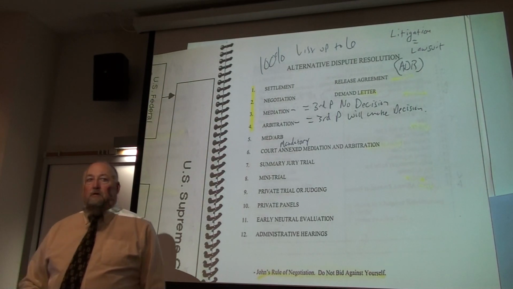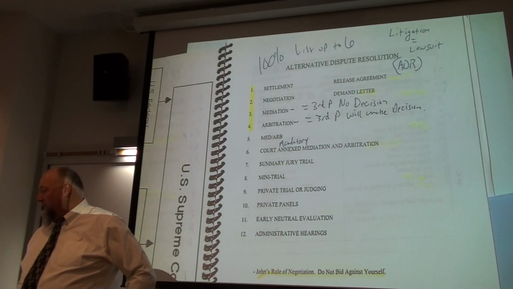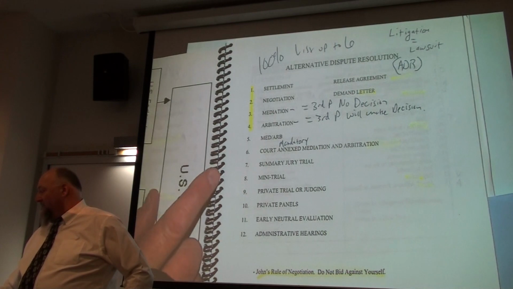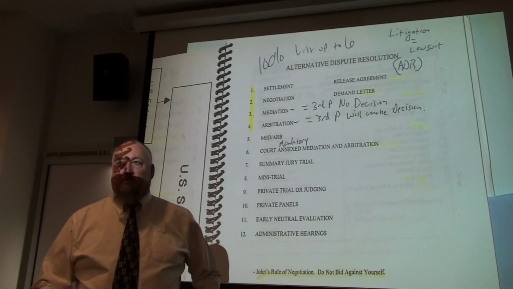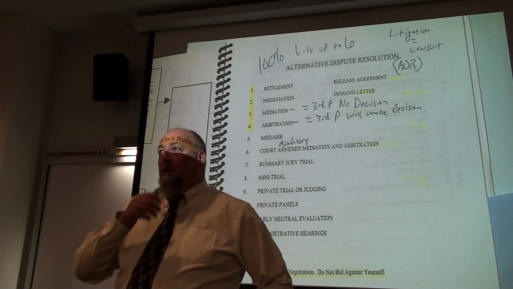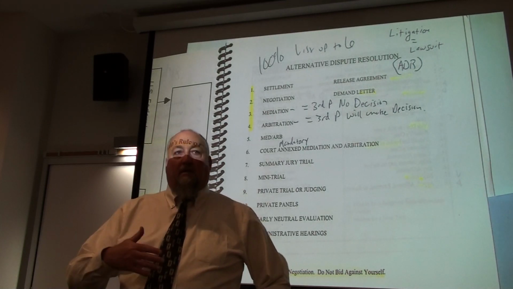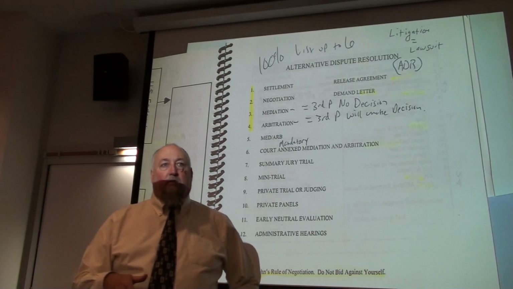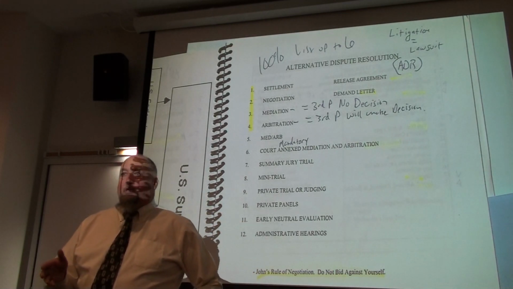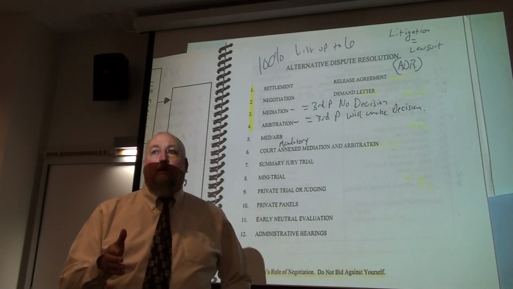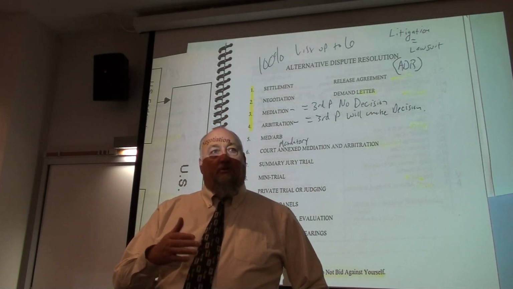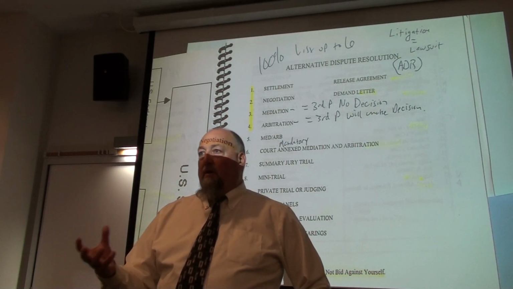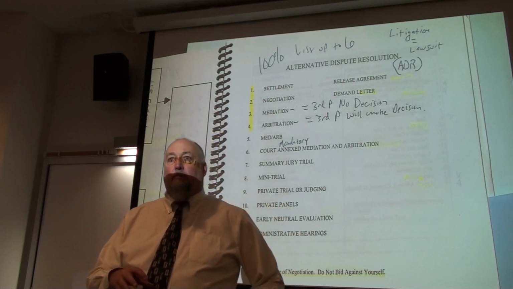And then I also want you to know the first 4, primarily, and that is settlement is the most common way that cases are resolved, through a mutual agreement. Negotiation is direct discussion without a third party in the middle. Mediation is where you have a third party in the middle. They will not make a decision, however. Their job is to facilitate the parties in reaching a settlement and agreement.